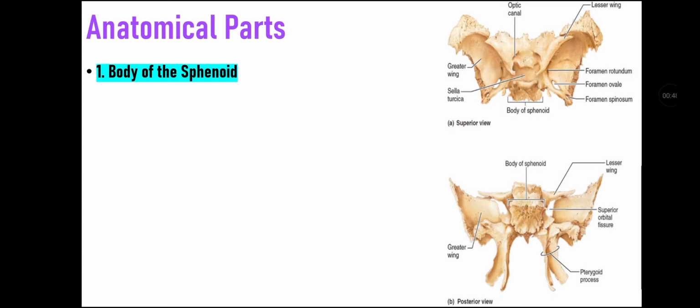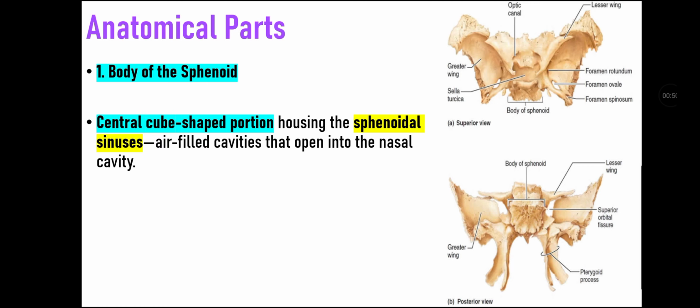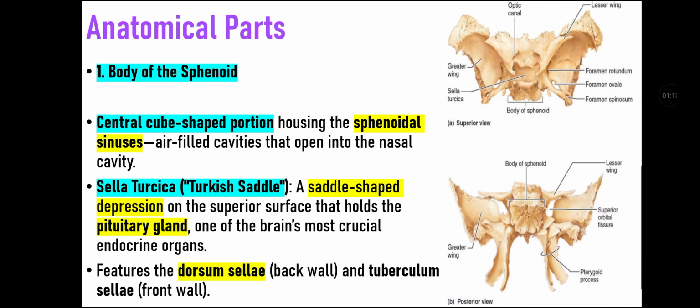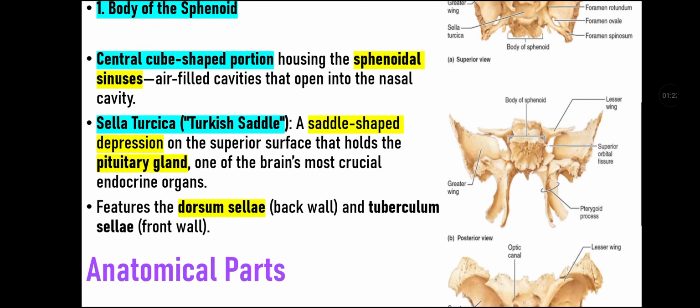As you can see here in the diagram, body of sphenoid is a central cube-shaped portion housing the sphenoidal air sinuses. These are air-filled cavities that open into the nasal cavity. It has a structure that is called a sella turcica, which also means Turkish saddle. That is a saddle-shaped depression on the superior surface that holds the pituitary gland, one of the brain's most crucial endocrine organs. It also features the dorsum sellae, that is the back wall of sella turcica, and tuberculum sellae, that is the front wall of sella turcica, as you can see here in the diagram.